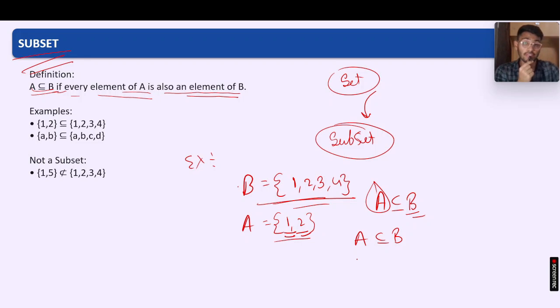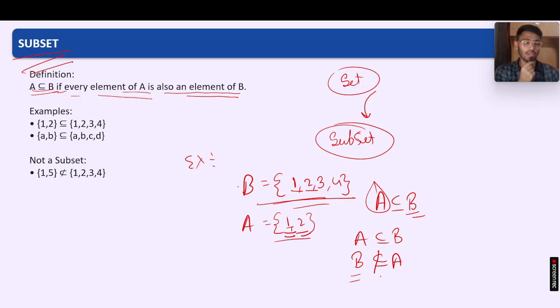Now if I say B is a subset of A, would you agree? What it wants to say is that every element of B would be in A. We can see that 1 and 2 are in B. For being a subset, every element of B should be in A. But here only 1 and 2 are in A, and 3 and 4 are not in A. So B is not a subset of A.